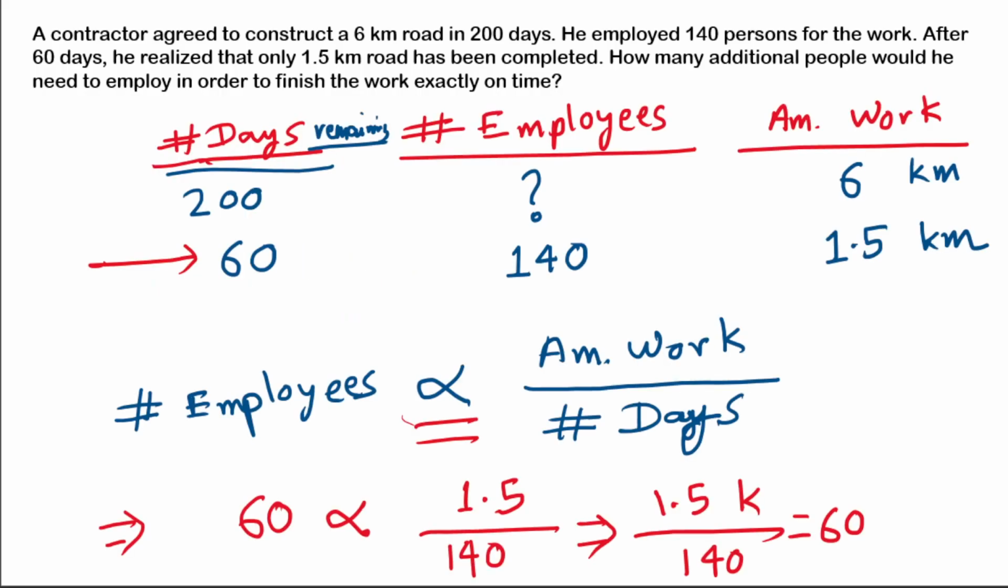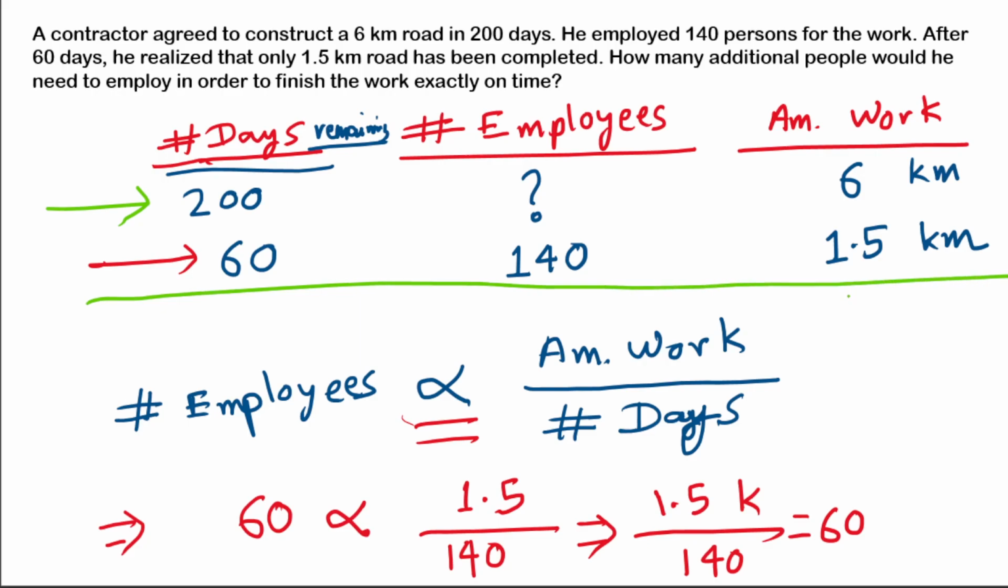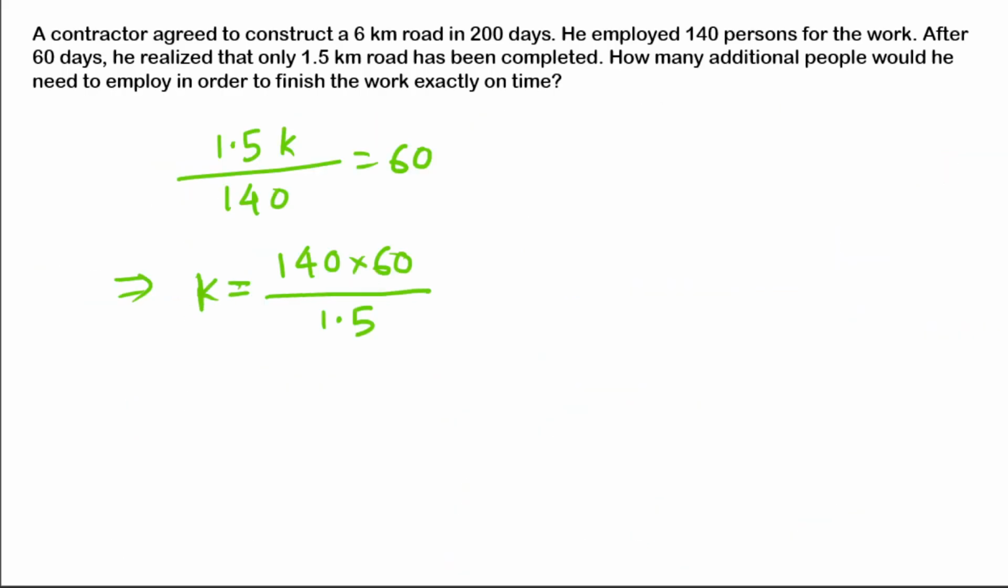Now let us revisit what you have to calculate. We have to have the remaining as well. What is the remaining amount of work? 4.5 kilometer, I'm just subtracting. And what is the number of days remaining? 140. Now we have to complete this 4.5 kilometer of work in 140 days.